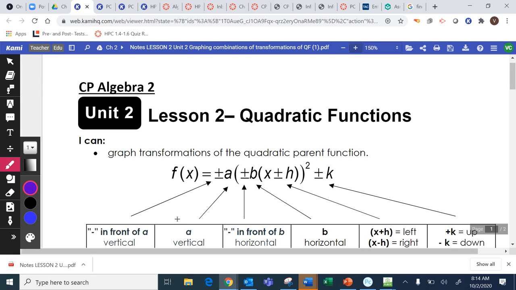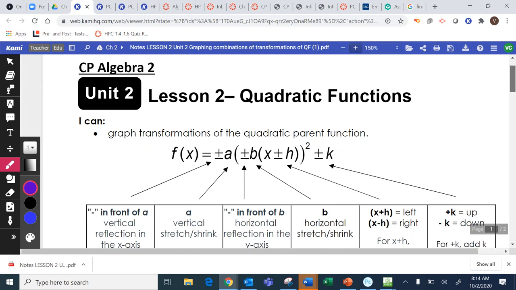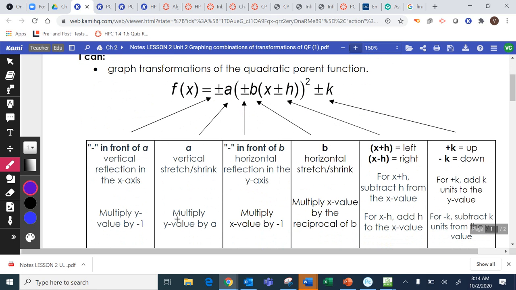We are going to work more with transformations and go over this transformation formula from last time. This is the formula. It has to look like this to find all of your transformations. We labeled all of these last time. Just a reminder, when you have a plus minus in front, it won't ever be a plus. It will only be a minus. If it's a plus, it just won't say anything.